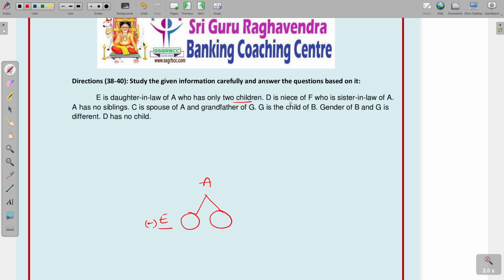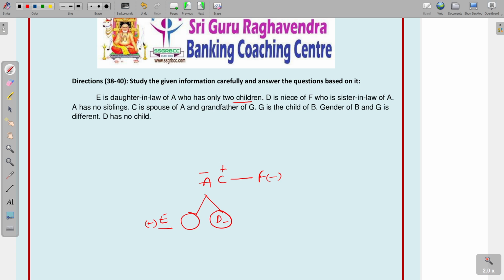Next, D is the niece of F, who is the sister-in-law of A. F is the sister-in-law of A, and D is the niece of F. And F has one brother or sister, and this person is married to A. So obviously D is the daughter of A. And next, A has no sibling. And next, C is the spouse of A. C is the spouse, nothing but plus and minus.